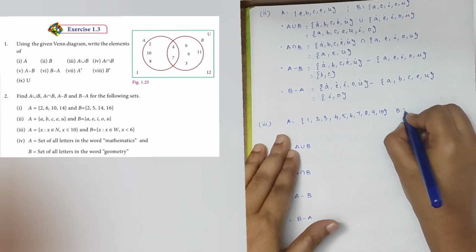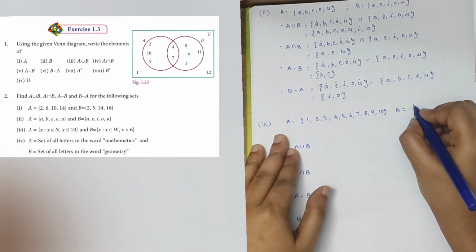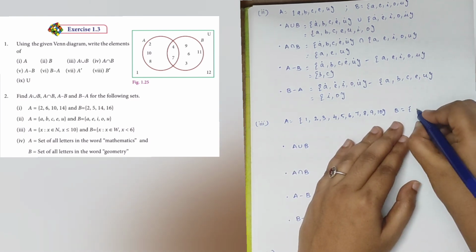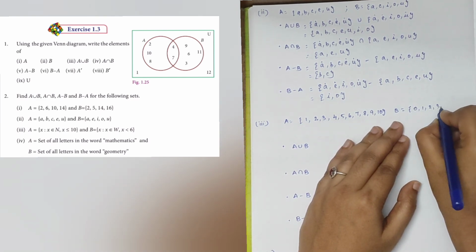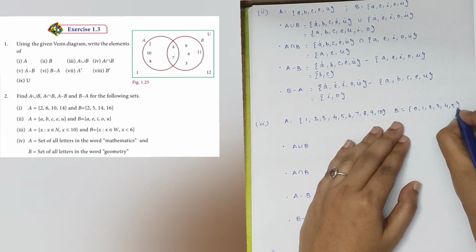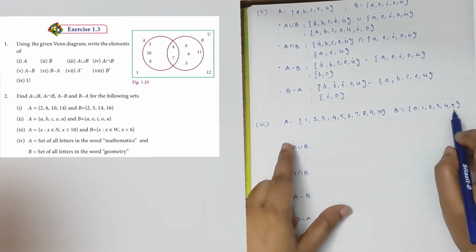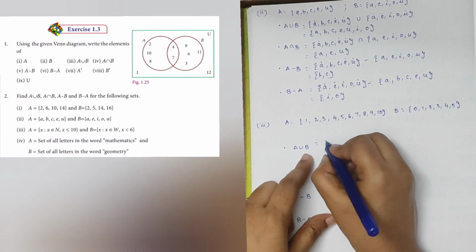And B is equal to {X such that X is an element of whole numbers, X is less than 6}. So whole numbers start from 0. So 0, 1, 2, 3, 4, 5. You have to stop at 5 as it is given that X is less than 6. Okay. So now do it for A union B.